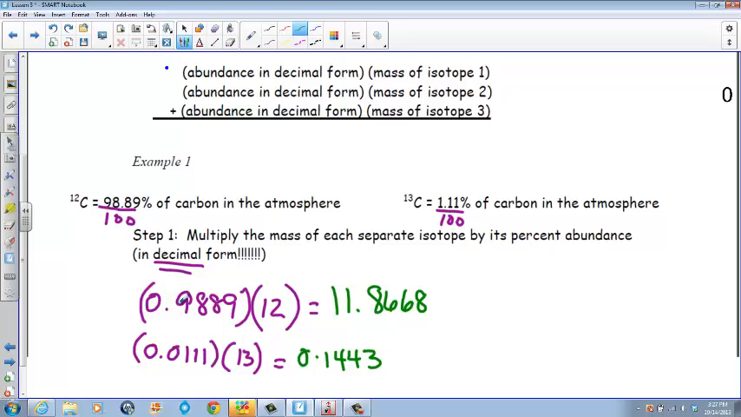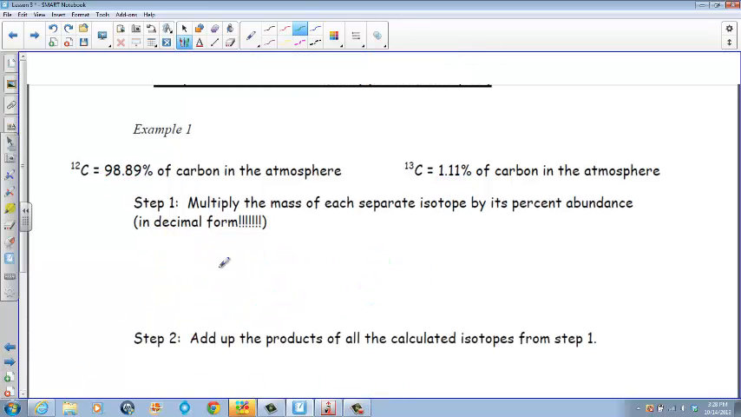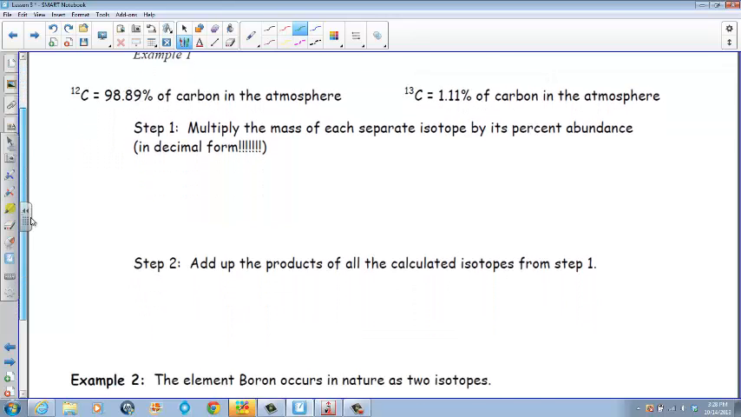Okay, so when I multiply 0.9889 times 12, my calculator shows 11.8668. 0.0111 times 13 equals 0.1443. Okay, so now we take these numbers and we're going to go to step 2. Step 2, we simply just add these up. And we go from there.